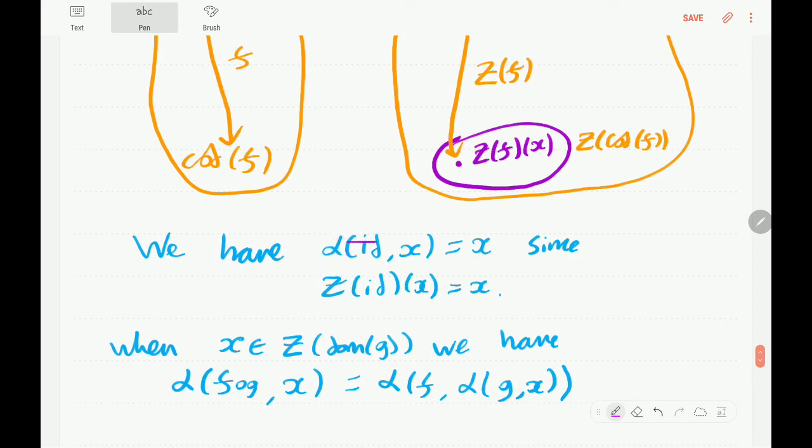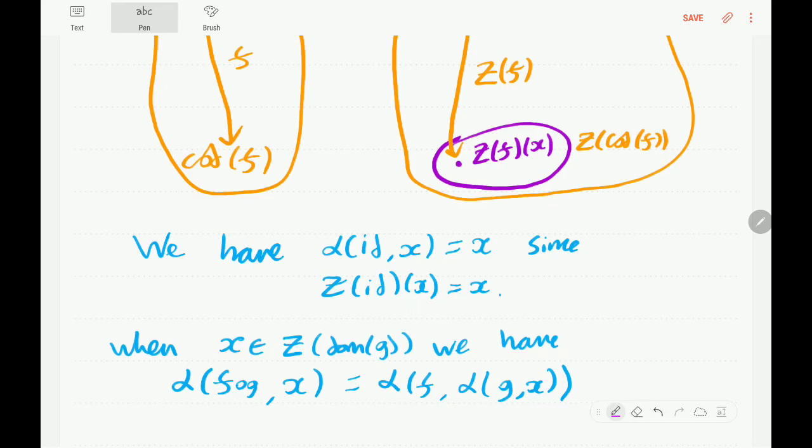In particular, we have that alpha of ID and X, so doing the action on the identity and X, gives us X, because doing Z on the lifting of the identity under Z and doing this function on X gives us X back. And also when X is in Z of the domain of G, we have alpha of F after G operating on X is alpha of F comma alpha of G comma X.